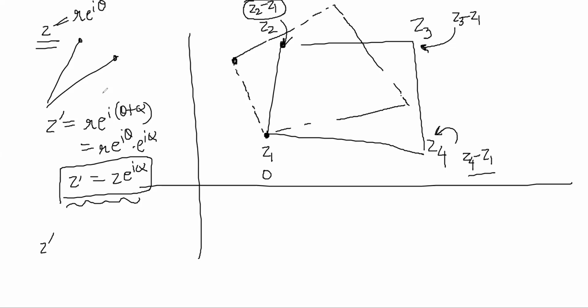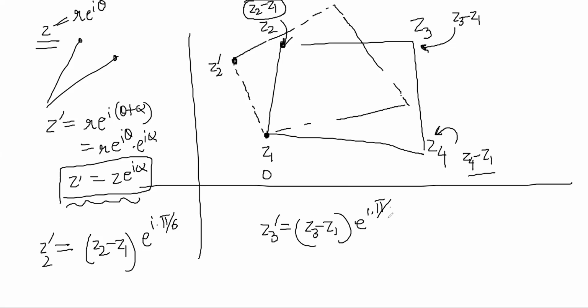Z dash is equal to the initial point into e^(i alpha), right? The initial point is Z2 minus Z1 in the new origin, into e^(i pi by 6). So this is my vertex Z2 dash. Z3 dash will become the original point, which is Z3 minus Z1, into e^(i pi by 6). Z4 dash will become the original point Z4 minus Z1, obviously, into e^(i pi by 6), right?